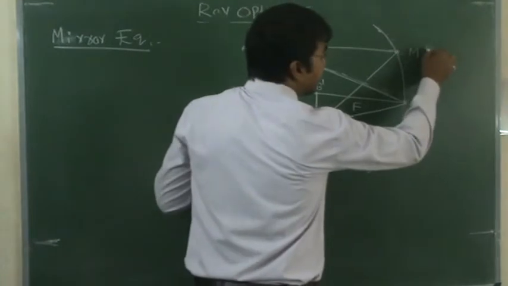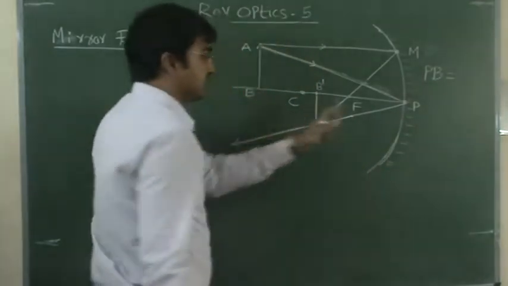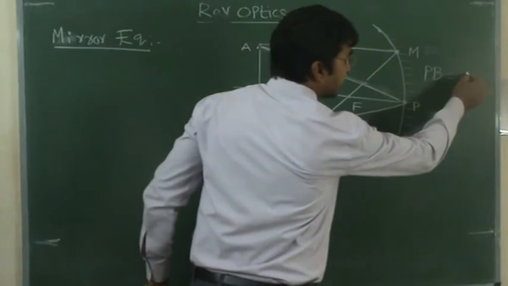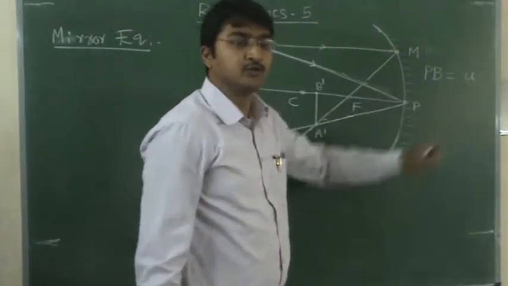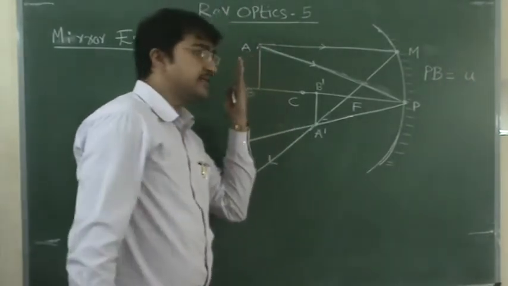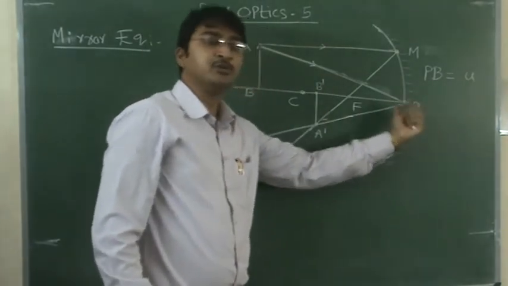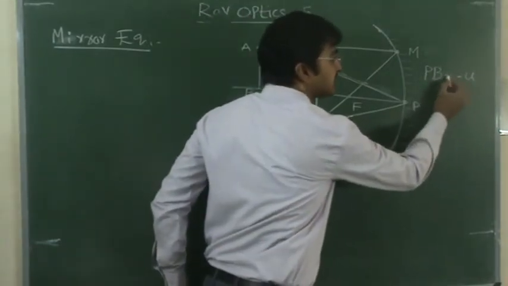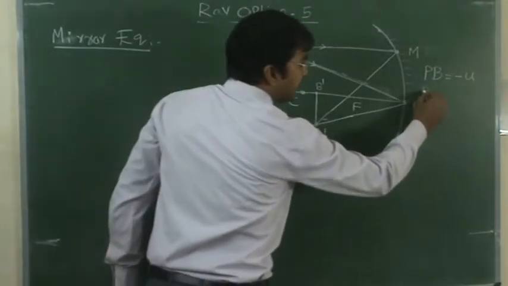So PB represents the distance of the object. We represent the distance of the object with u. Is it plus u or minus u? Minus u. Why? Because light is incident from left to right, but we are measuring from right to left. So according to the sign convention, PB is equal to minus u. What about PB dash?